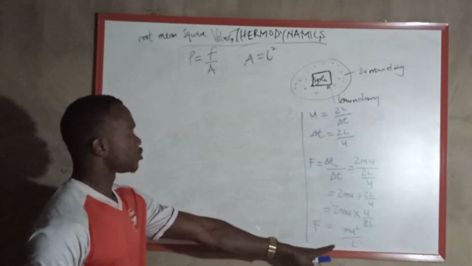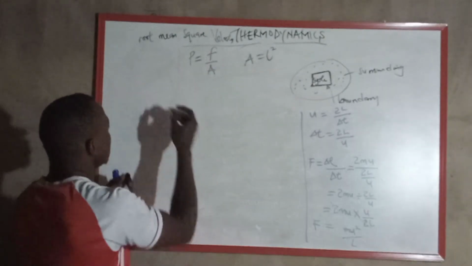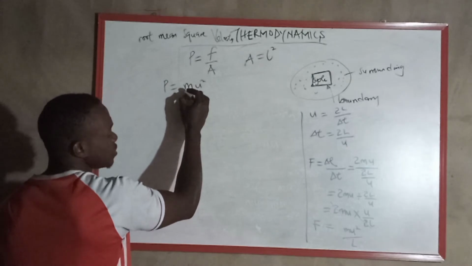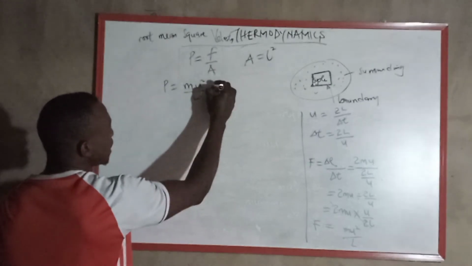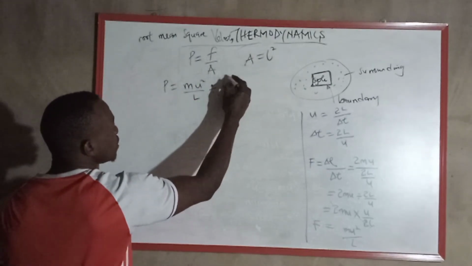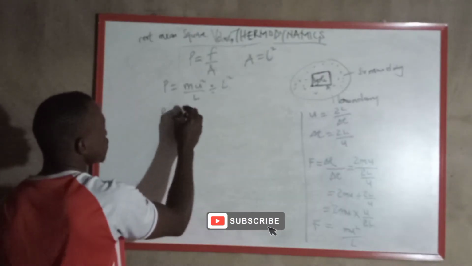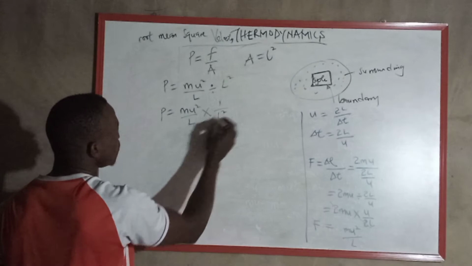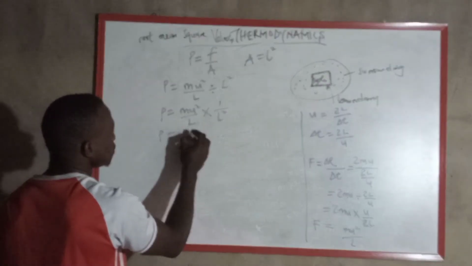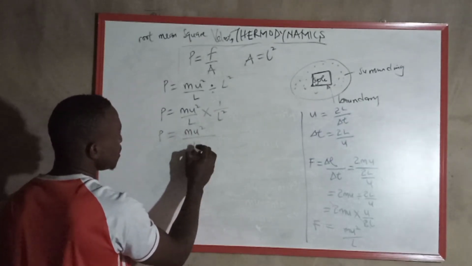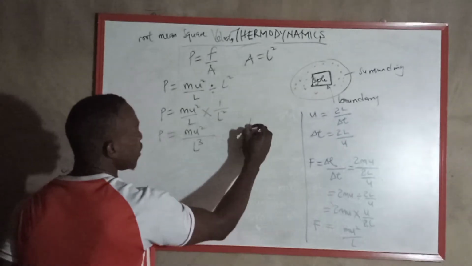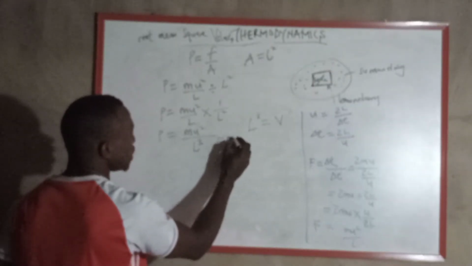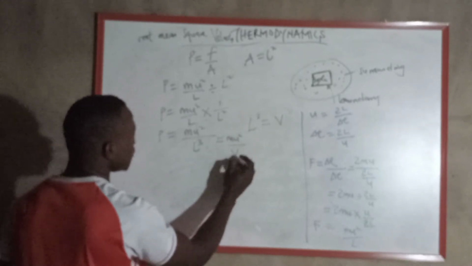So if we put this force into this particular formula, we have pressure is equal to mu squared over L, divided by our area. What's our area? L squared. So pressure is equal to mu squared over L times 1 over L squared. So pressure is equal to mu squared over L cubed. And we all know our L cubed is equal to what? Our volume. So pressure is equal to mu squared over our volume.